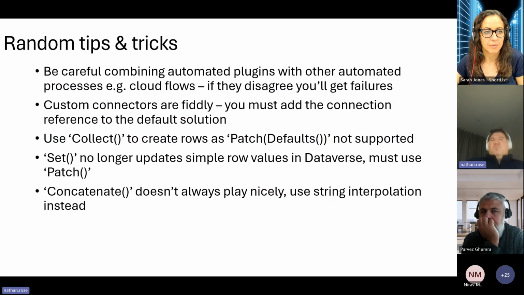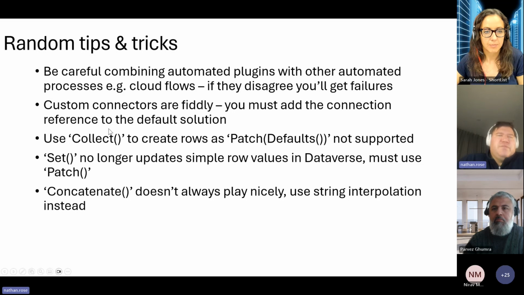Okay, so just some random tips and tricks. Be careful combining the automated plugins with other processes like cloud flows. If you've got an automated cloud flow and an automated plugin, you will get failures if they disagree. The custom connectors can be fiddly. There's a bit of a party trick to adding the connector to the default solution, and even then they don't always play nicely. Collect is what you use to create rows instead of Patch Defaults.